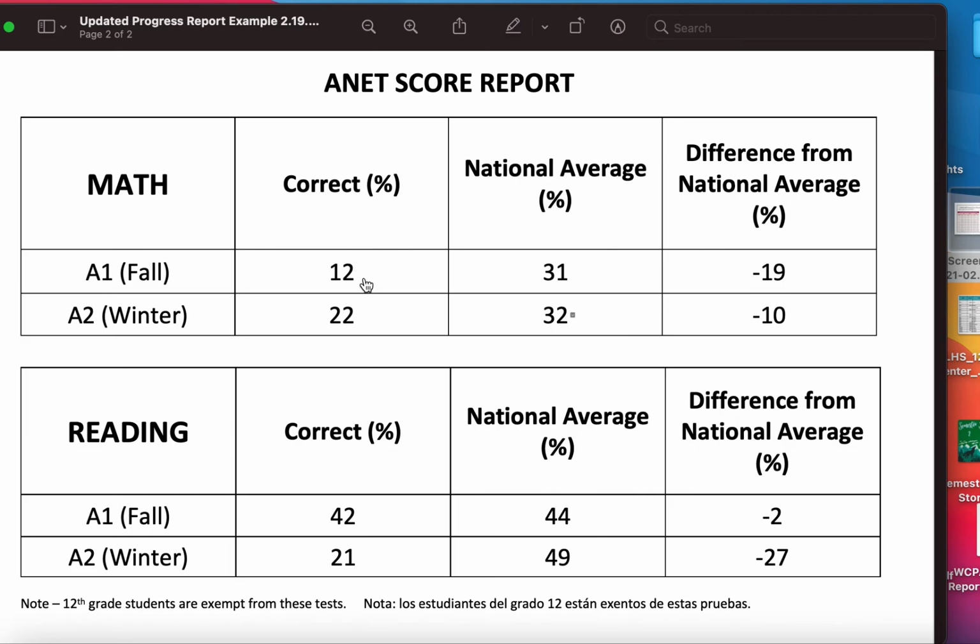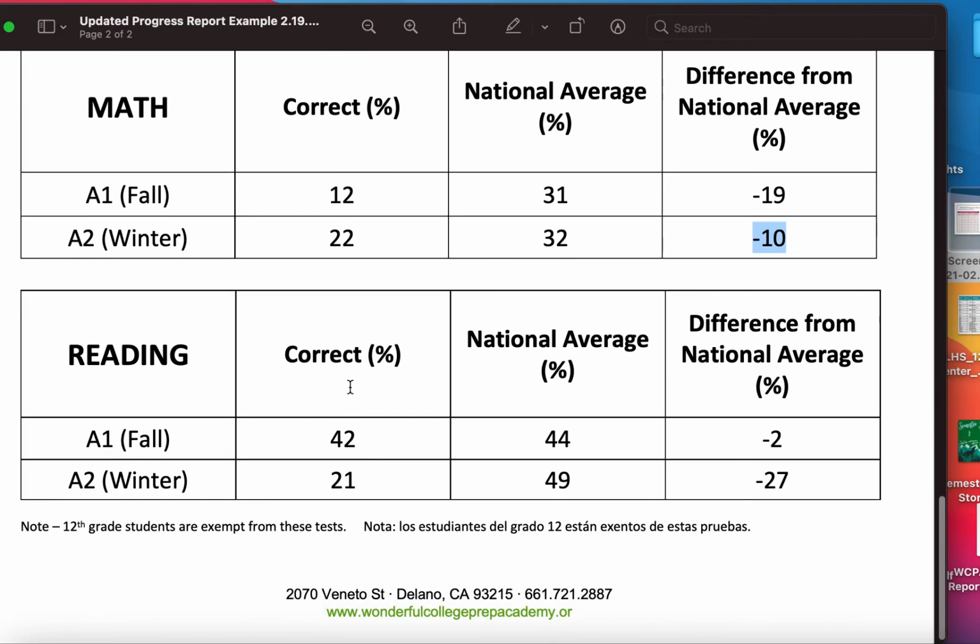Correct. So how correct were they on it? So this student only had 12% of all questions correct, but the national average for all schools who took this test was 31%, which means they were 19% below where everyone else is in the nation. If we go to the winter, the student is now at 22% correct. National average was 32%. So the student did improve, but is still currently 10% below the national average.